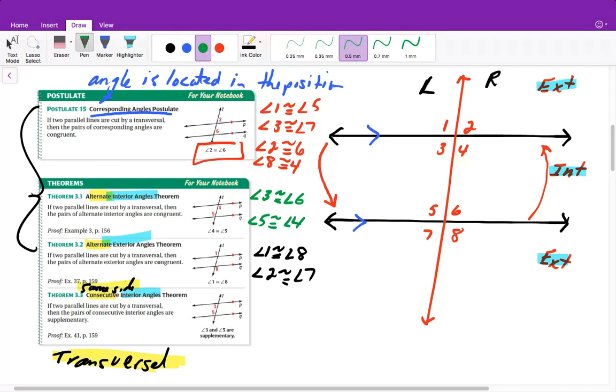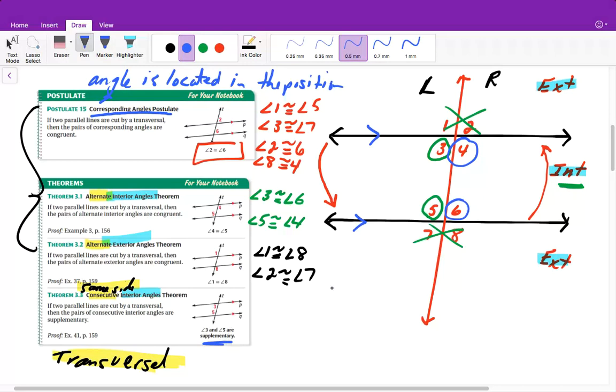All right, so now the last one, you're going to hear me say same side more than consecutive, but consecutive or same side interior angles. That means we're focusing on the interior. So 1 and 2 and 7 and 8 are not going to be talked about because they're not interior angles but exterior. And consecutive or same side means that they're located on the exact same side of the transversal, or they're consecutively next to each other on the same side of the transversal. So 3 and 5, they're consecutive or same side interior angles, and 4 and 6 are same side or consecutive interior angles. Now they are supplementary.